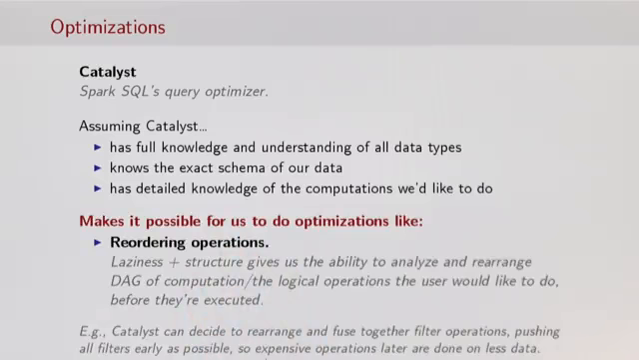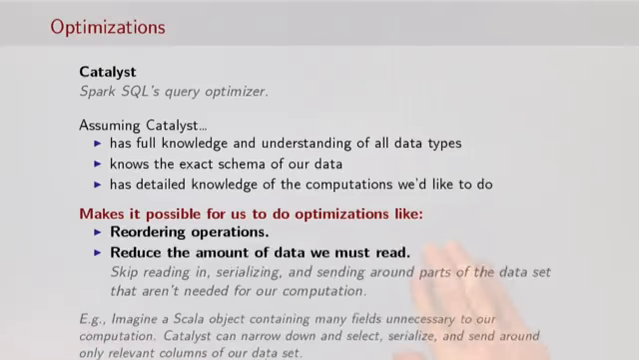So one example is reordering operations. The fact that all of our operations are still lazy and that we now have this structure gives us the ability to analyze and rearrange this DAG of computations or logical operations that the user would like to do before they're actually executed or run on the cluster. So before this DAG of operations runs as an RDD, we can rearrange this stuff real quick. That makes it possible for Catalyst to rearrange and fuse together filter operations and to push all filters as early as possible, or to push operations down to the data layer. Pushing filters up enables us to filter data out so we can do expensive operations on less data, like we saw with the join examples.